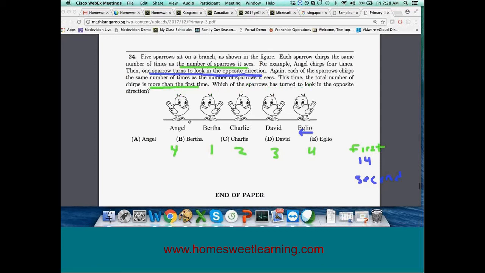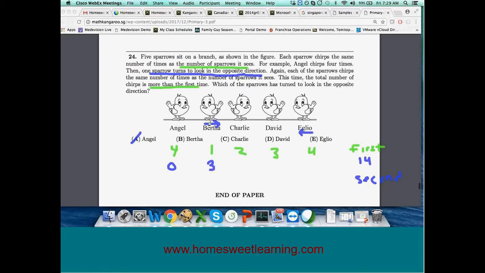Now, if Angel turns, so she now flips and starts looking to the left, she's not looking at anyone. So she's going to see 0. So that's going to be less. So I think we can safely assume it's not Angel. How about Bertha? Let's see Bertha. It will increase, because before she was only looking at 1 person, but now she would look at how many people if she switches? 3. So Bertha's a good option.